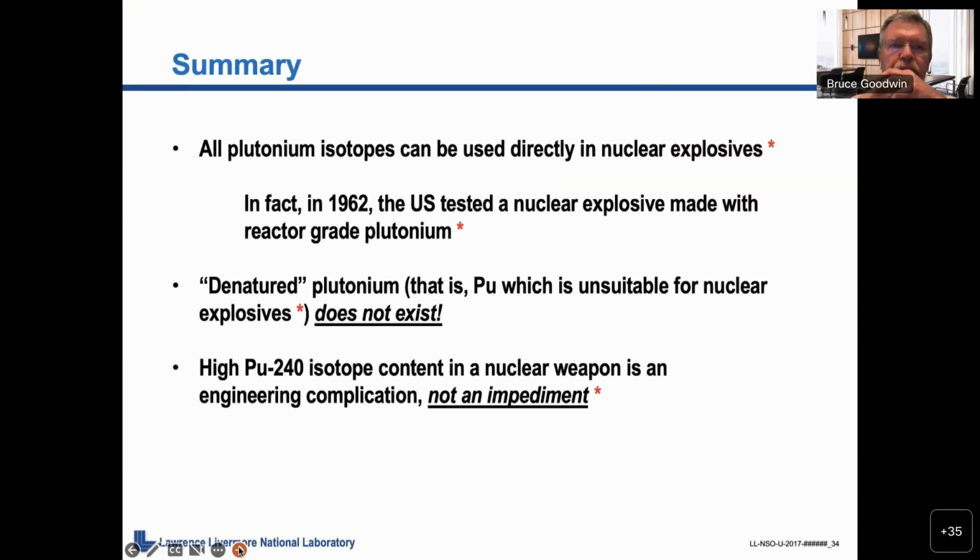So let me wrap this up. All plutonium isotopes can be used directly in nuclear explosives. In fact, in 1962, the United States tested a nuclear explosive made with reactor-grade plutonium. Thank you, it worked just fine. There is no such thing as denatured plutonium. And by that, I mean plutonium which is unsuitable for nuclear explosives. It simply does not exist. And high plutonium-240 isotope content in a nuclear weapon is simply an engineering complication. It's not an impediment to making a nuclear weapon.